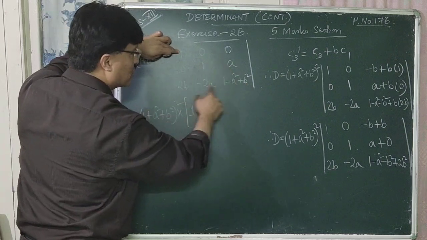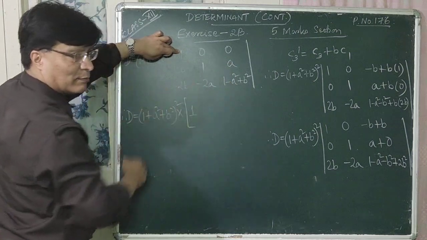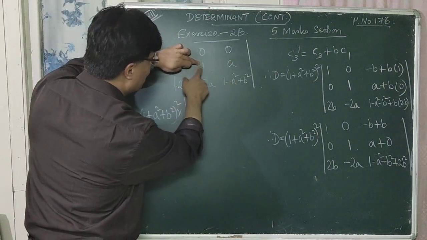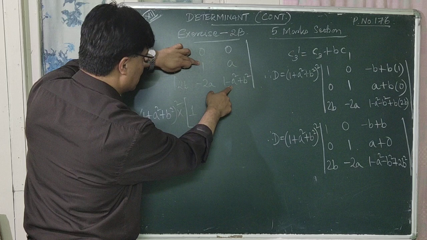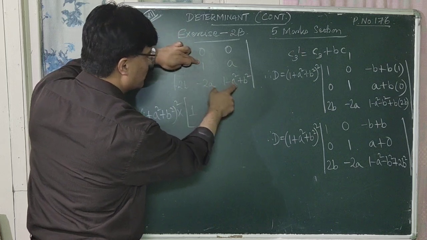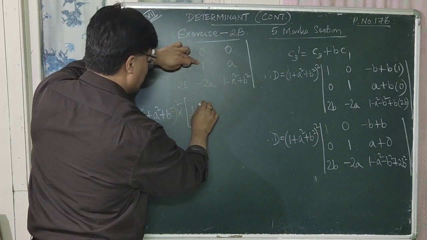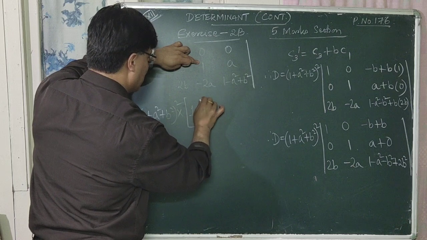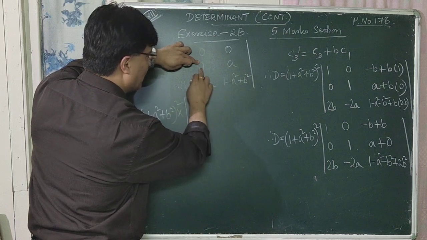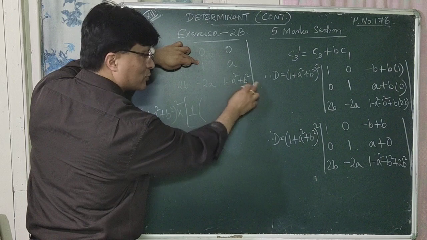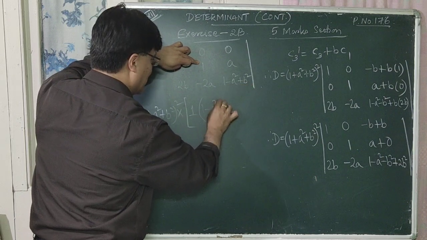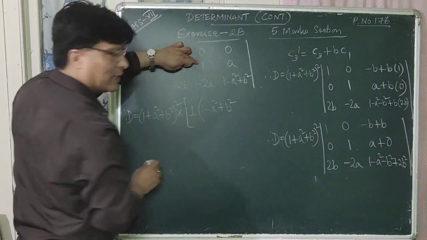Now this is the second order determinant. You can expand it by cross multiplication. So this one should be multiplied by this, isn't it? This one should be multiplied by this. So 1 within bracket, 1 should be multiplied by 1 minus A square plus B square, right?